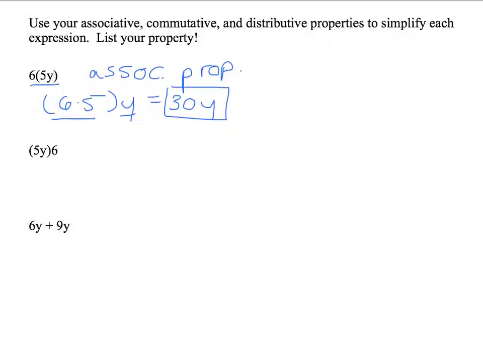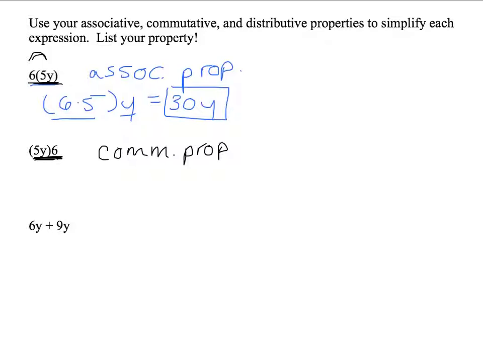For our next problem, we have the quantity 5y multiplied by 6. Our commutative property tells us that we can multiply these in any order. So our associative property says that multiplying 6 times 5 is the same as multiplying 5 times 6. Our commutative property says that any multiplication in any order will give you the same answer.